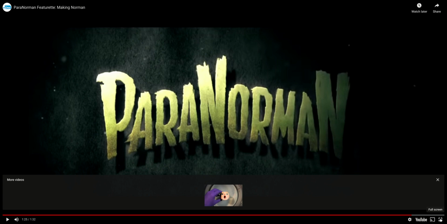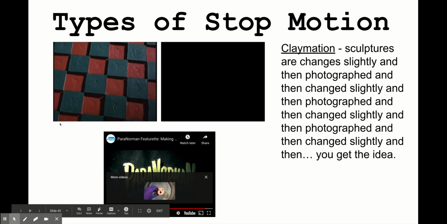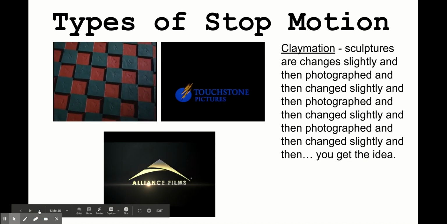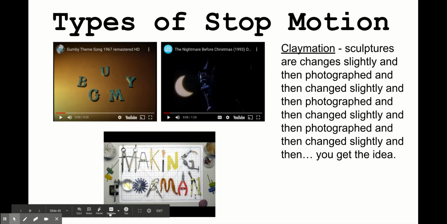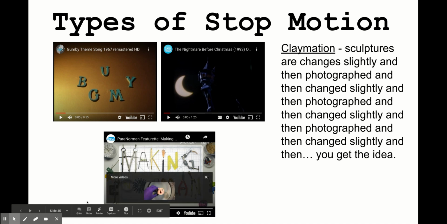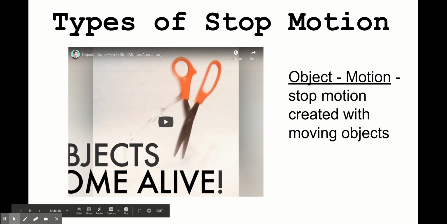So there you can see they have definitely come a long way when it comes to creating claymation stop motion animation. There are other types of stop motion animation as well. Another type of stop motion animation is object motion. This is where stop motion is created using everyday objects. Let's take a look at some examples.